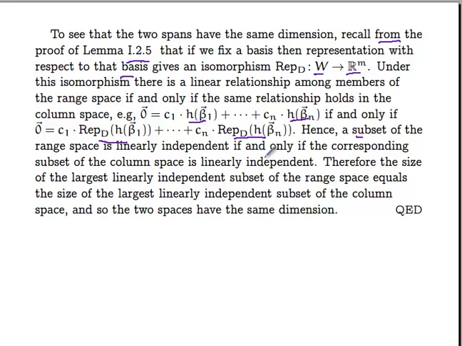Like we said here, these are the vectors that span the range space. These are the vectors that span the column space, and you can associate linear relations with one with linear relations with the other. So the size of the largest linearly independent subset of the range space is equal to the size of the largest linearly independent subset of the column space, which means the two spaces must have the same dimension.